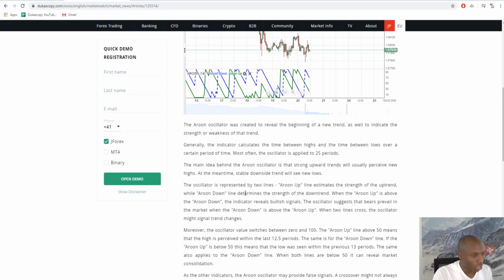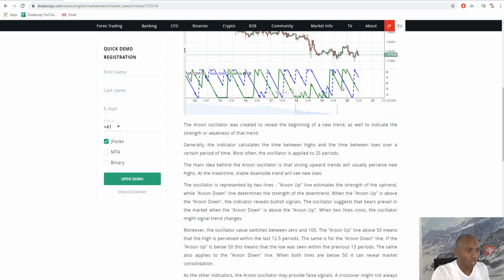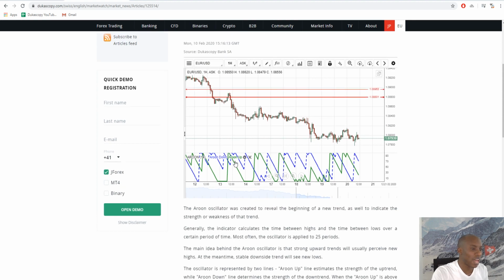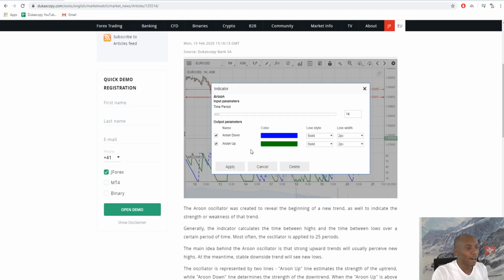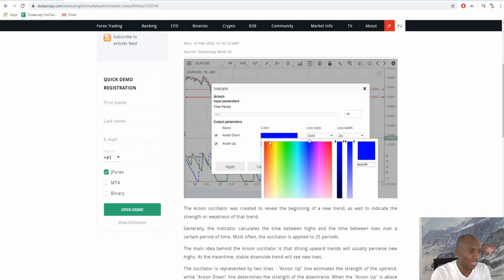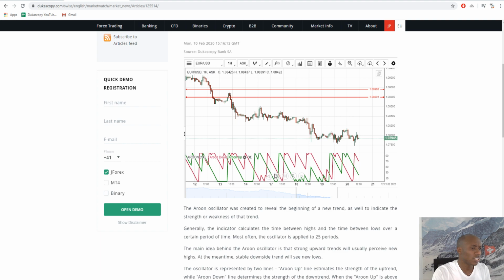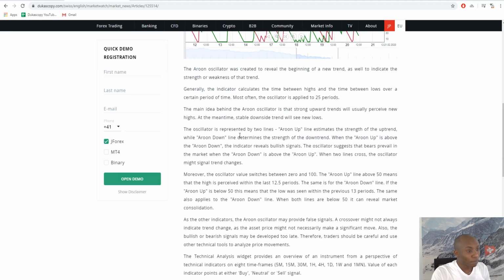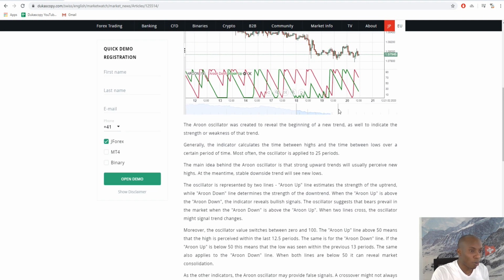Okay, let's move on. There are two lines in this Aroon Oscillator indicator, this green one and the blue one. You can easily choose any color you want. When it's bullish, you can make it green, which is fine. When it's downward, you can make it red, depending on what you want. So this configuration is totally up to you. There are two lines, the up and the down line.